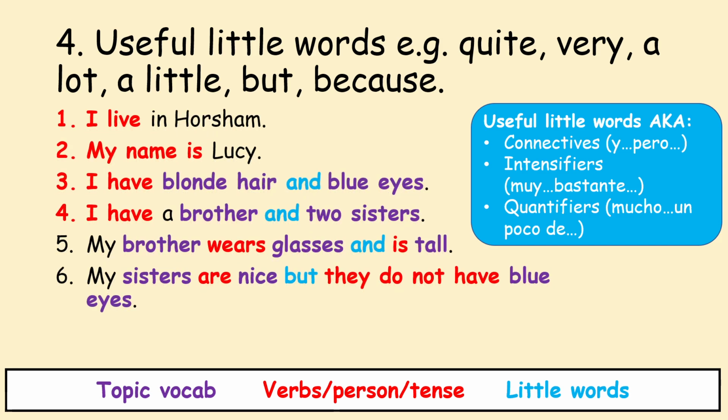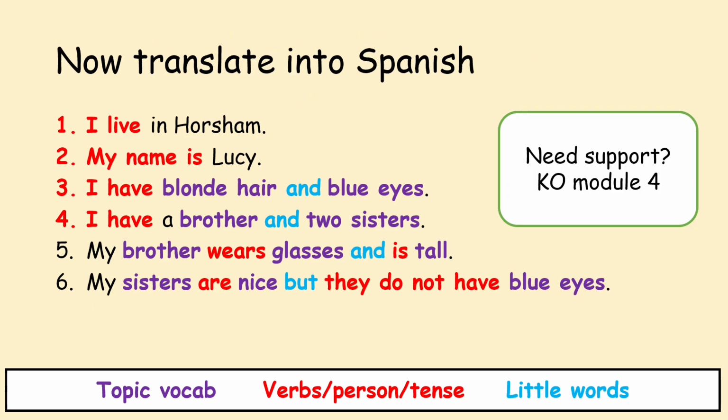And here are your answers. So you've got y and pero, and but. Good. Now your challenge is to translate these sentences. Use the checklist, and if you need more support, go to your Knowledge Organiser Module 4. Give yourself 5 to 8 minutes to complete this task.